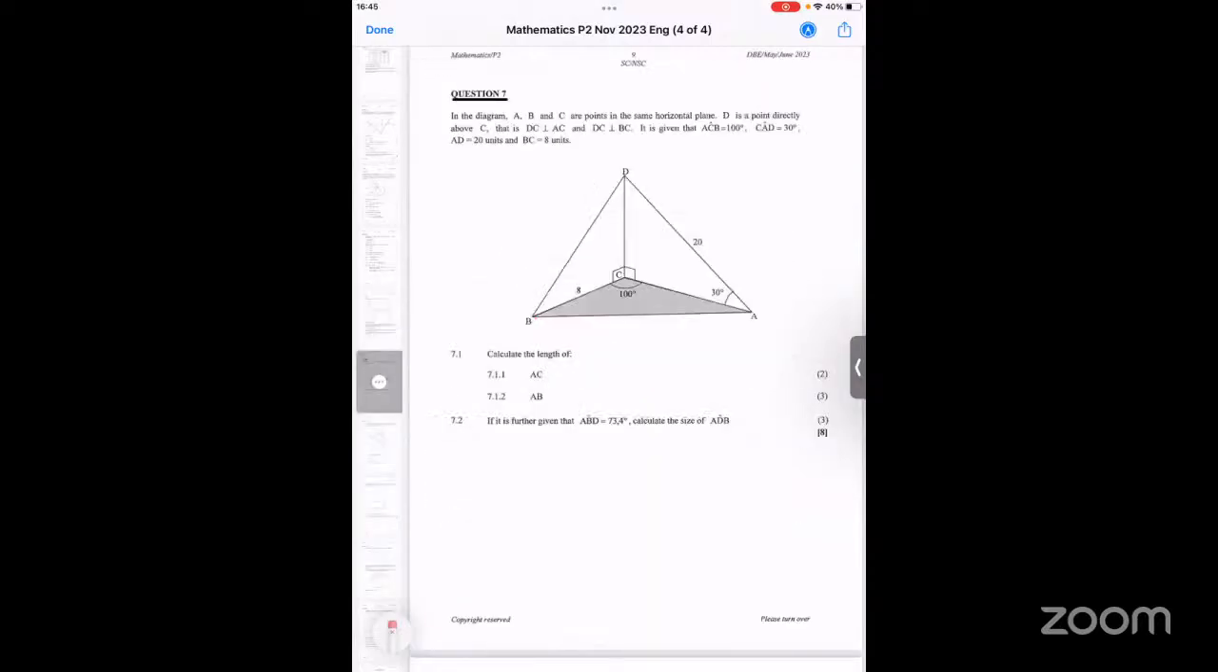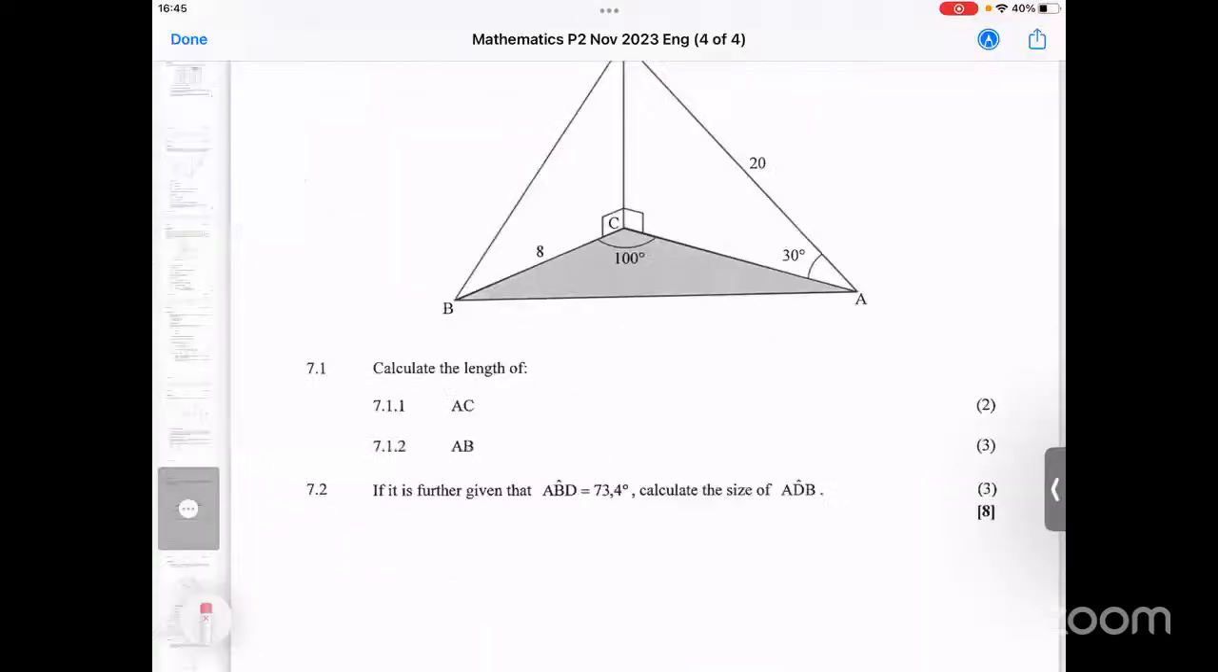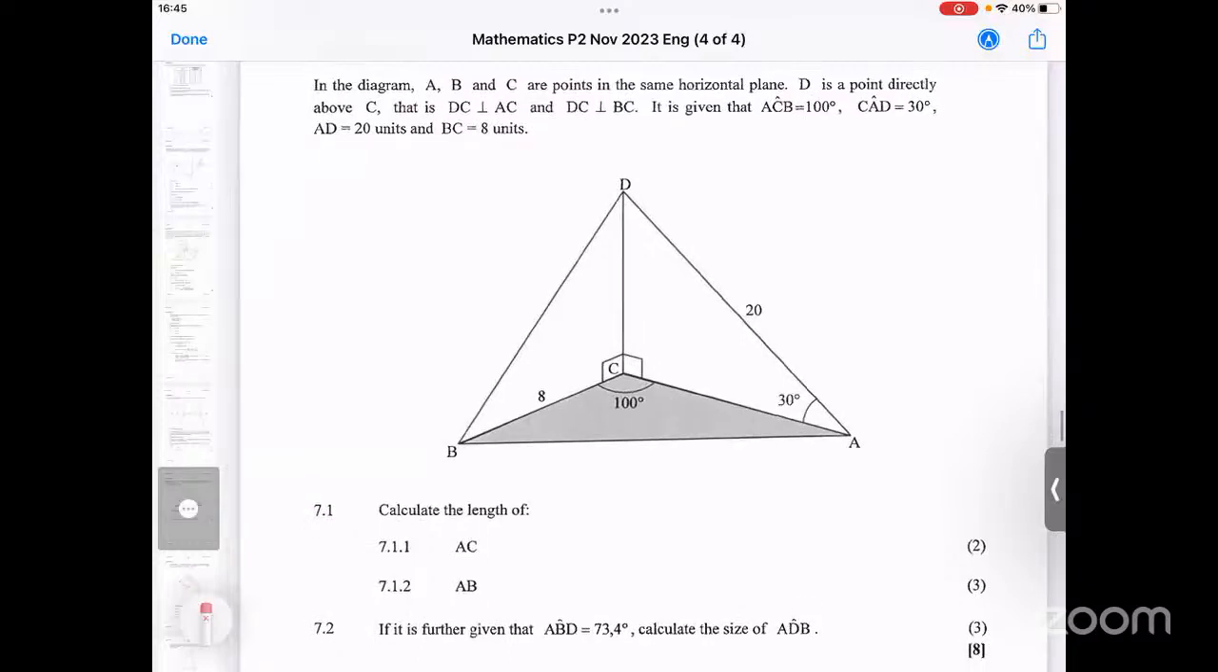So now, Didintle, they want you to calculate the length of AC. How do we go about calculating the length of AC, Didintle? Sir, do you mind zooming in a bit? Sorry, sir. Oh, yes. Okay, let me do this. Thank you.